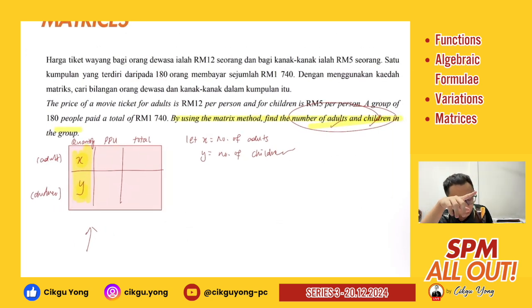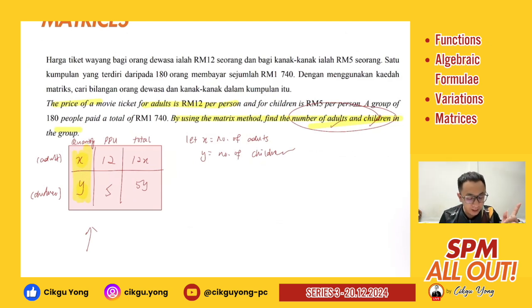So the price of a movie ticket of adult, so this is price per unit, price for adult per person. So you should know this is 12. And for children is 5. Okay, to get your total, you just multiply, you get a 12x and 5y. Right, I think this one is quite direct lah.